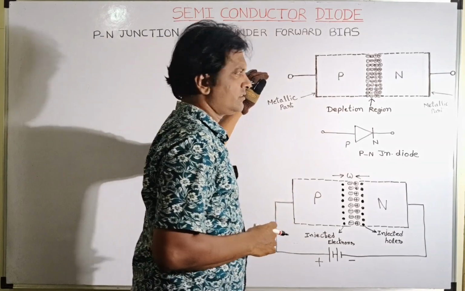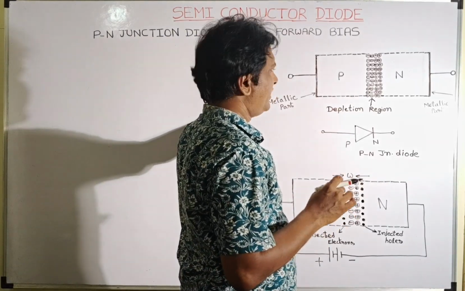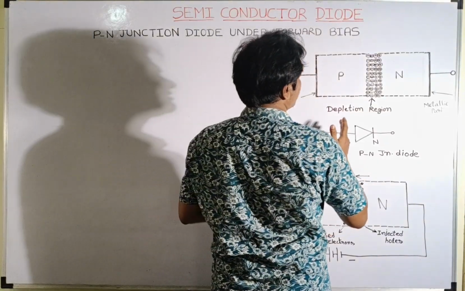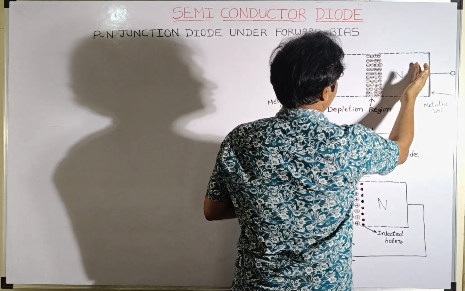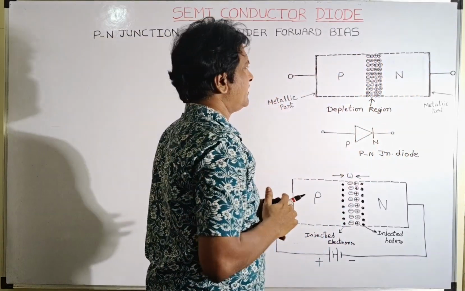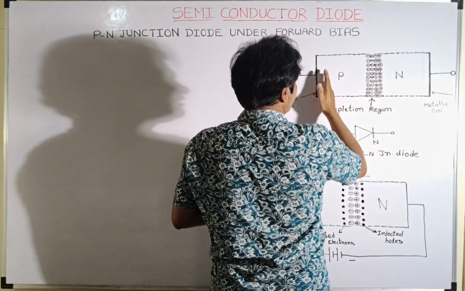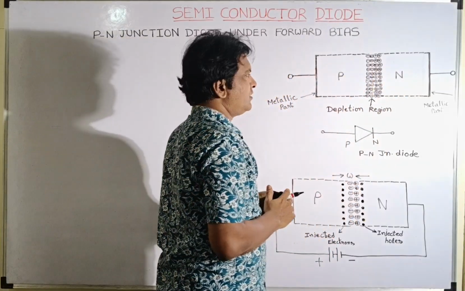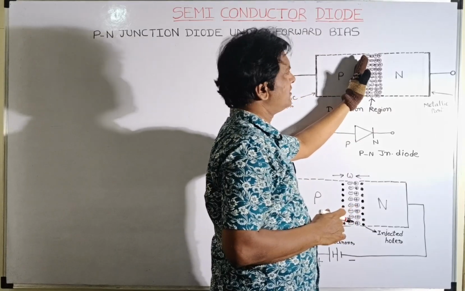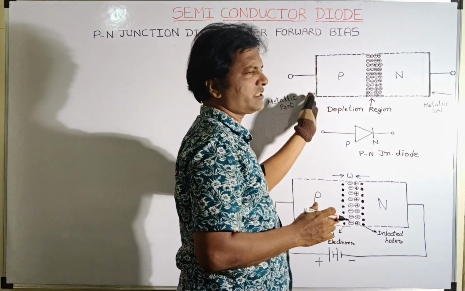When this happens, the diffusion will come to an end when there is an equilibrium position. That means the hole concentration here will increase and the electron concentration here will increase. The higher hole concentration here will prevent further holes from reaching that side, and the higher negative charge concentration here will prevent further electrons from moving to this side.